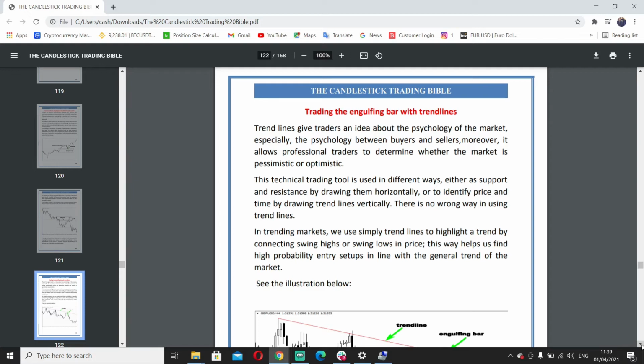In trading markets, we use simple trend lines to highlight a trend by connecting swing highs or swing lows in price. This way helps us find high probability entry setups in line with the general trend of the market.